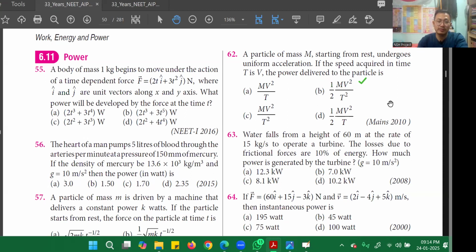Question number 62. A particle of mass m starting from rest undergoes uniform acceleration. If the speed acquired in time t is v, the power delivered to the particle is.